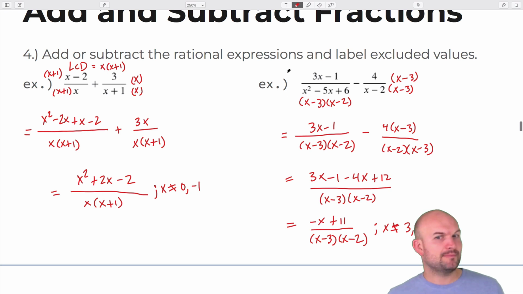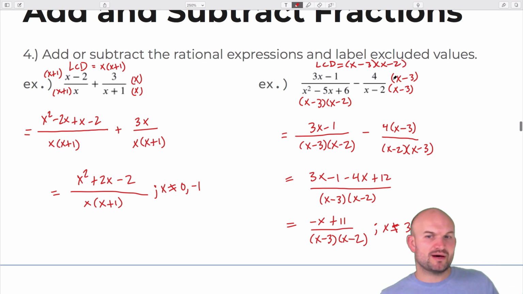Over here, a lot of people who, again, have trouble with this will just multiply denominator times denominator because that's easy. I like doing that. But again, if you divide this out, what you recognize is they share the factor x minus 3. So therefore, the LCD is just going to be x minus 3 times x minus 2. So I don't need to do anything to the left side.